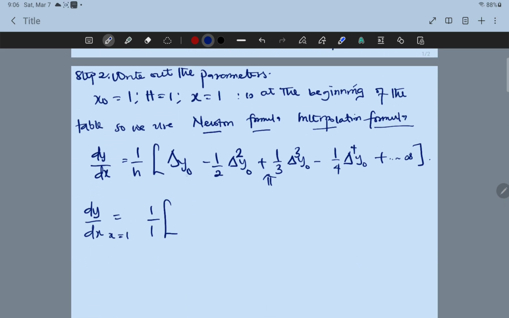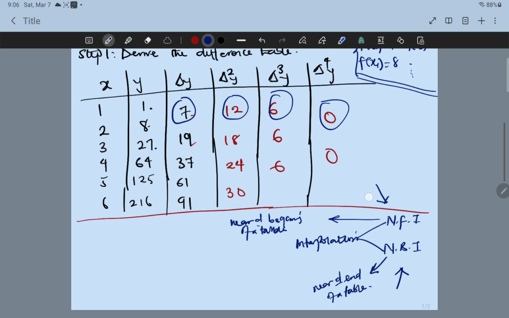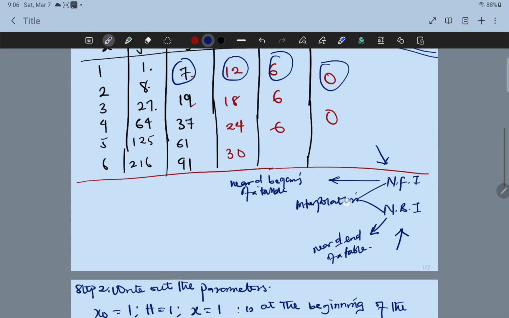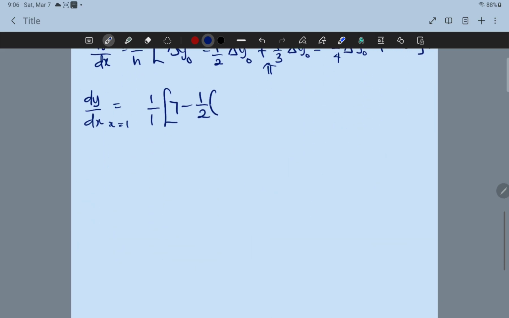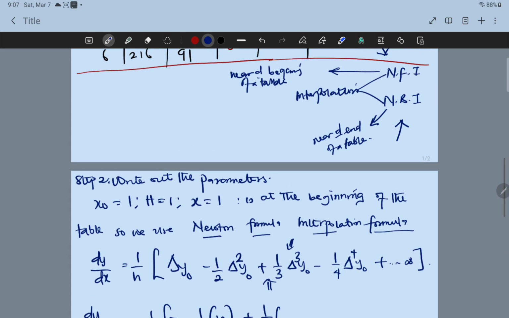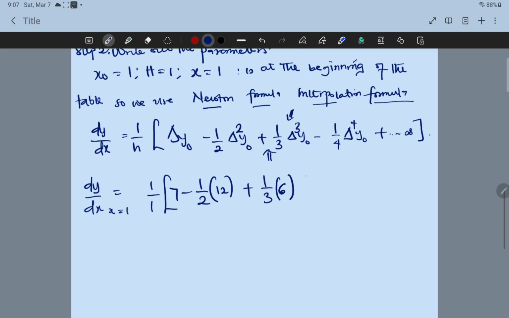So what is the forward difference of y0? From our difference table, we are going to be picking the first values, since we are doing Newton forward interpolation. So the forward difference of y0 happens to be 7, minus 1 over 2 times the forward difference squared, which is 12, I believe. So we're going to put 12 here. Now plus 1 over 3 times the forward difference cubed, which is 6. You see that? So minus 1 over 4 times bracket 0, as we approach infinity.